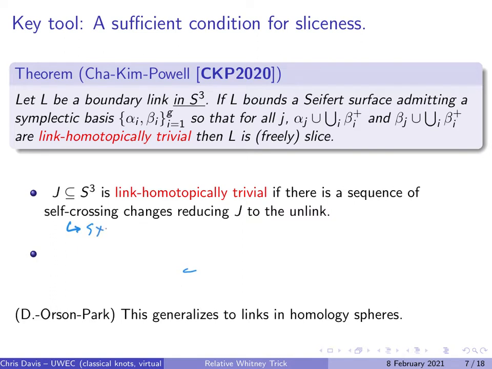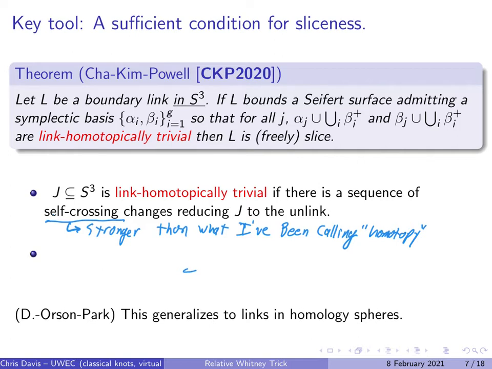So this is stronger than what I've been calling homotopy. And that's because of this assumption that it has to be self-crossing changes. So I'll allow a homotopy in which you can pass any component of the link through itself, but not through any other components.